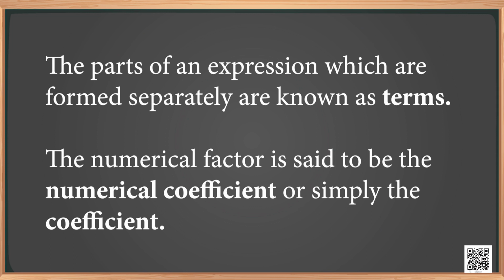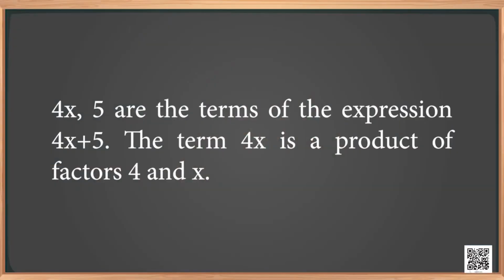The numerical factor is said to be the numerical coefficient or simply the coefficient. Let us now take the expression 4x plus 5. Can you tell me the terms in the expression 4x plus 5? Well said. 4x and 5 are the terms of the expression 4x plus 5. The term 4x is a product of factors 4 and x.